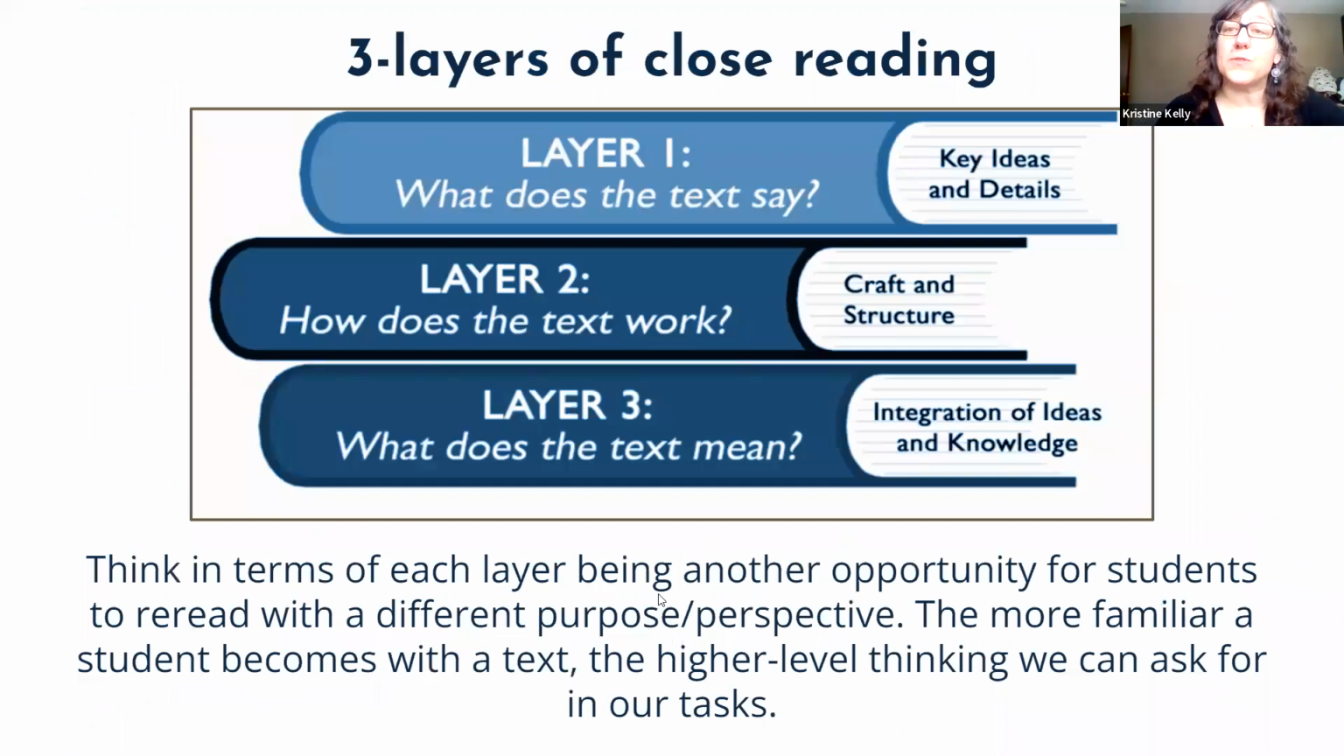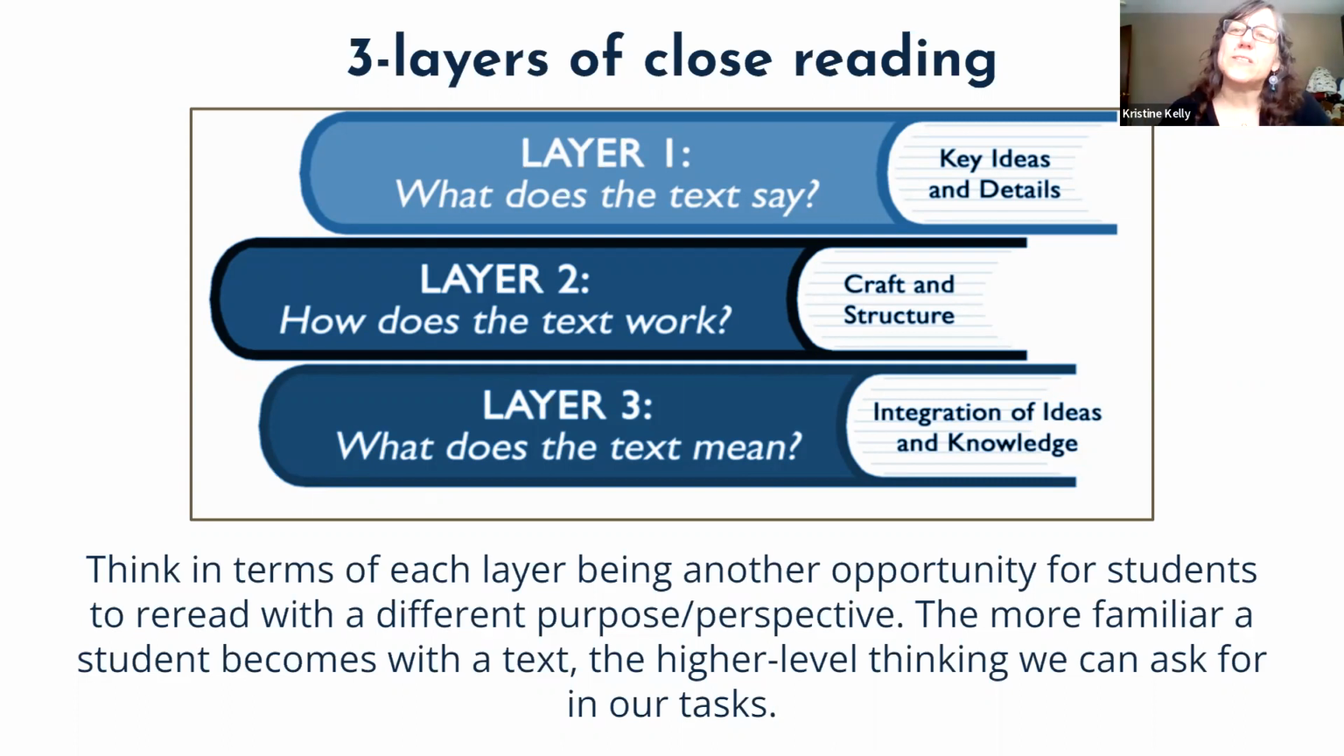We talk about close reading in terms of 3 layers. And so a first read is a great place for students to really kind of wrestle with, what does the text say? And this would be the first 3 anchors of the reading strategies, really getting at key ideas and details. What is the overall idea? What are some of the specific details in there?